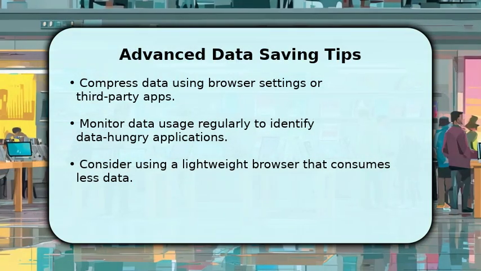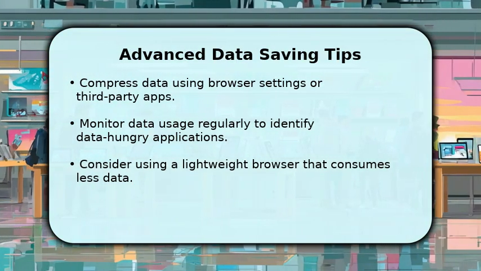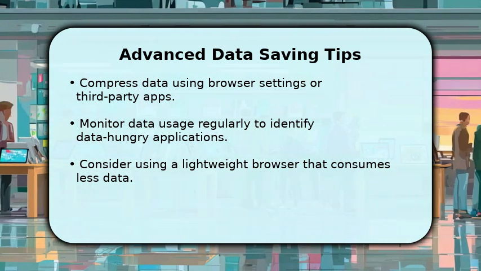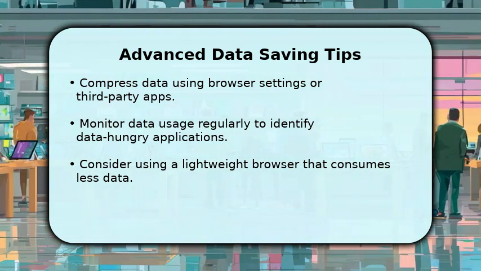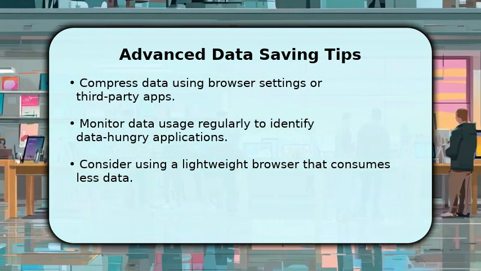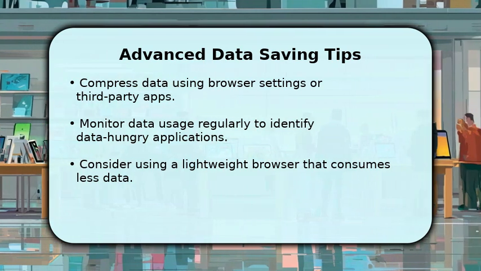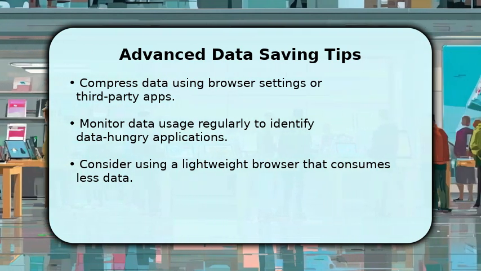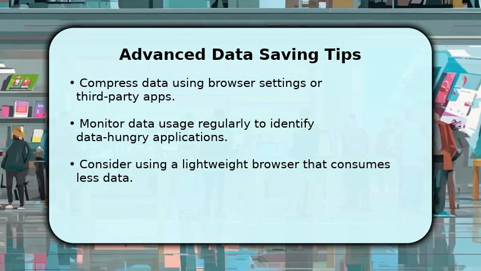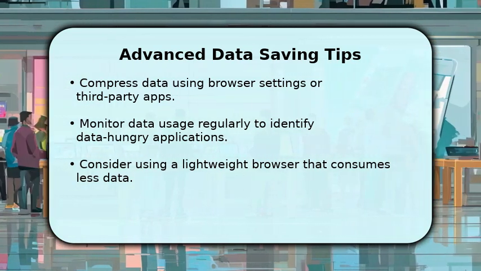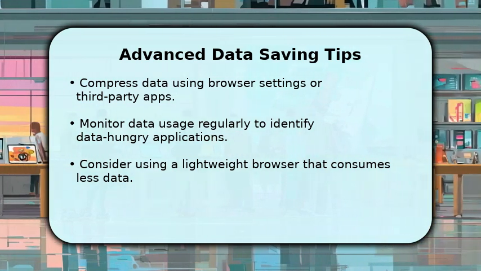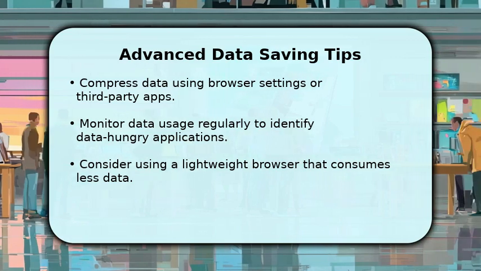For even greater data savings, explore advanced options. Many web browsers offer data compression features that reduce the size of web pages before they reach your device. Regularly monitor your data usage through your phone's built-in tools to pinpoint which applications are consuming the most. Additionally, consider using lightweight versions of popular apps or alternative browsers designed specifically for data efficiency. These strategies can extend your data significantly, giving you more freedom.